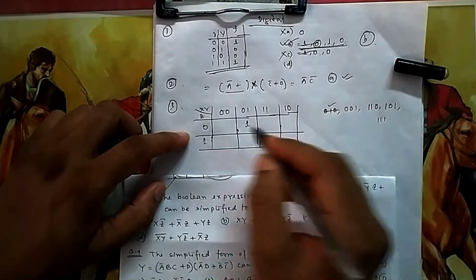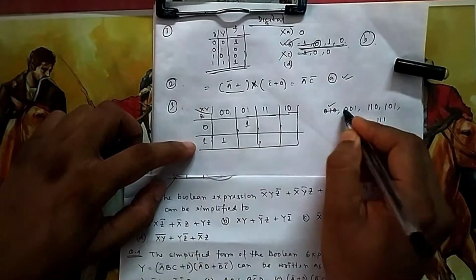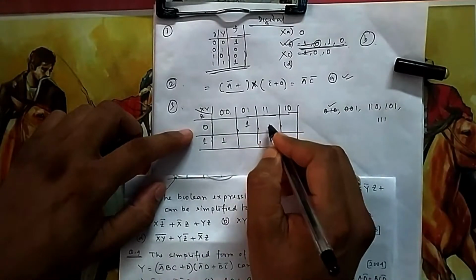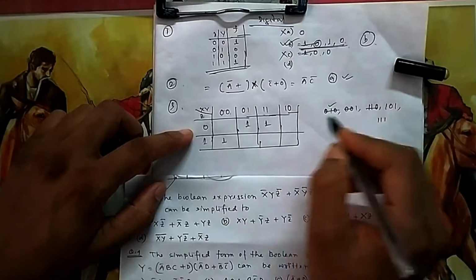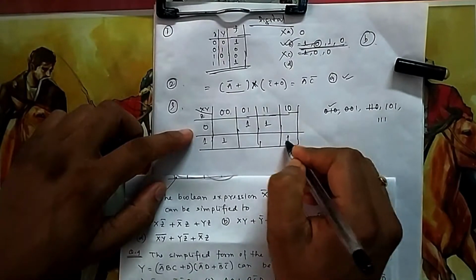So next 0, 0, 1. So this is also done. Next 1, 1, 0. So this is also done. Next 1, 0, 1. So this is also done.